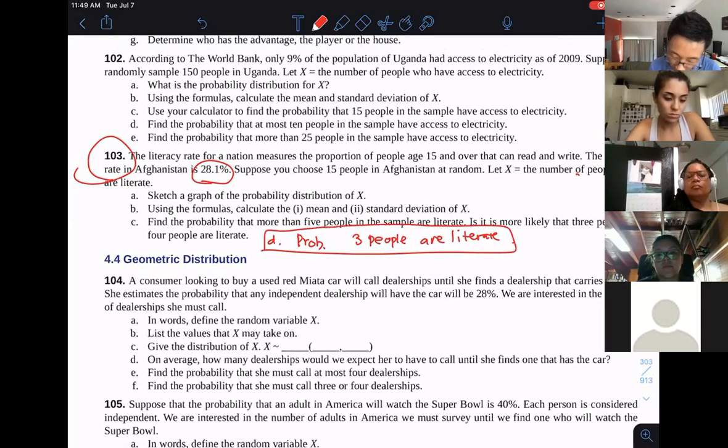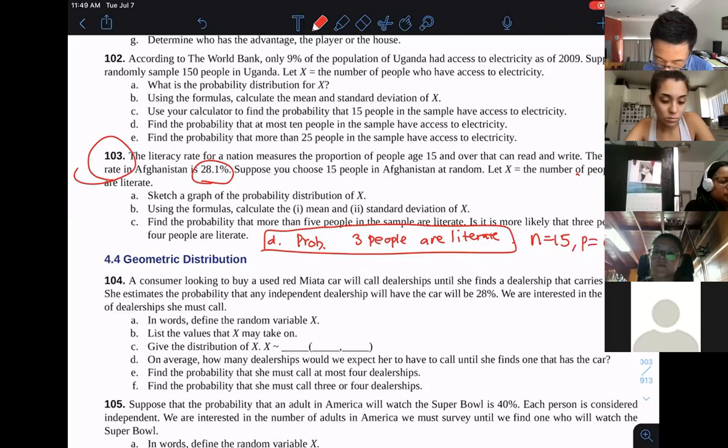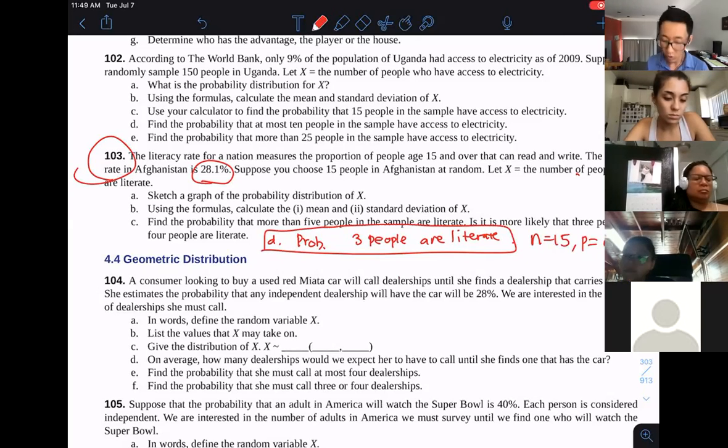So what's going to happen? I'm just making up my own question here, but I like the setup. In this case, N is going to be 15 because we're surveying 15 people, right? And then P is going to be 0.281. So it's not 0.5 here. It's not a half and half chance. They say it's 28.1%, so it's 0.281. And I want to look at the number of successes being 3, right?